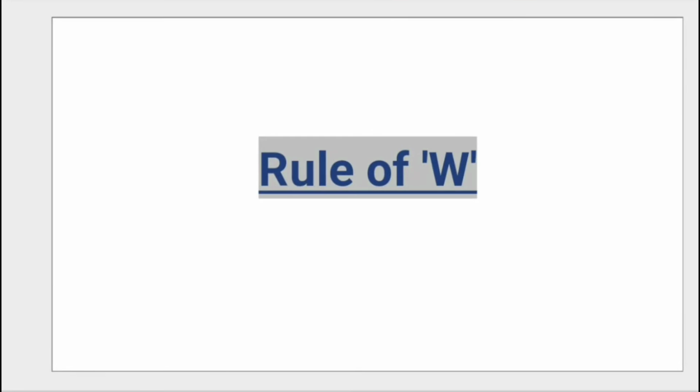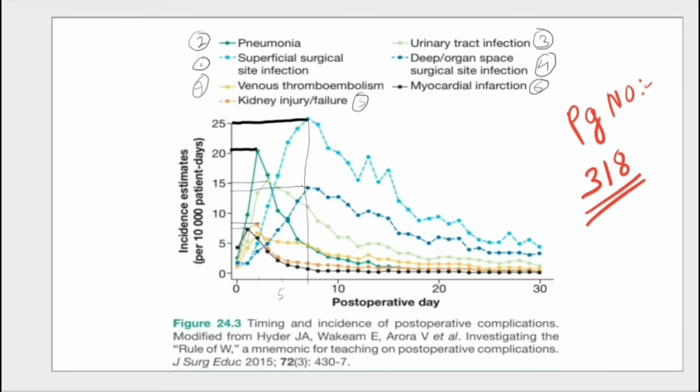To discuss about the rule of W. As a surgeon, everyone will be aware of what the rule of W is about. So first we'll see where this rule of W is given. This is given in Bailey and Love, 20th edition, on page number 318.